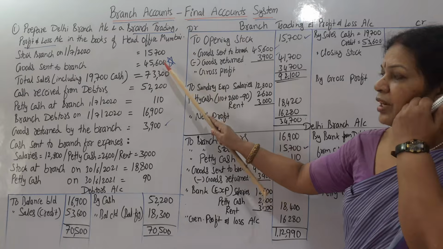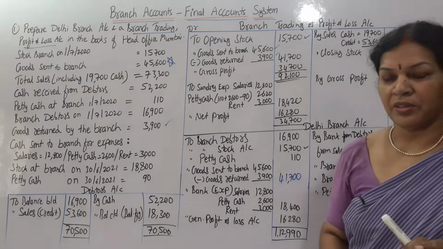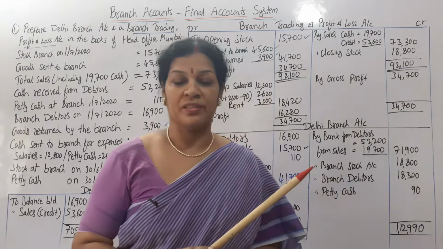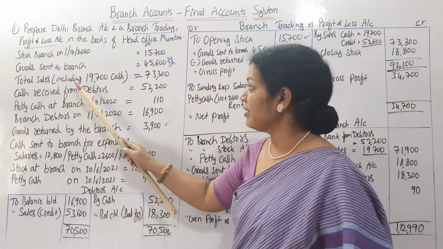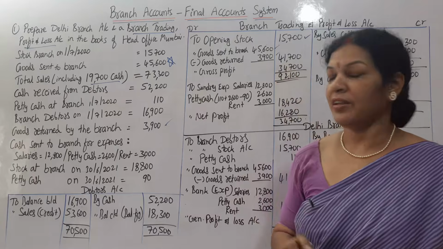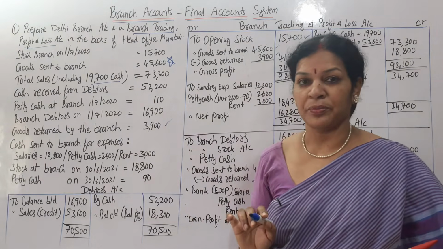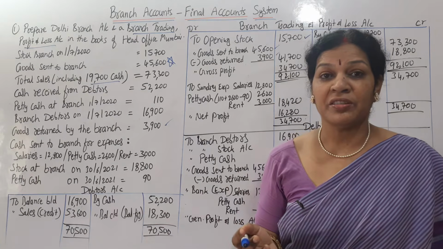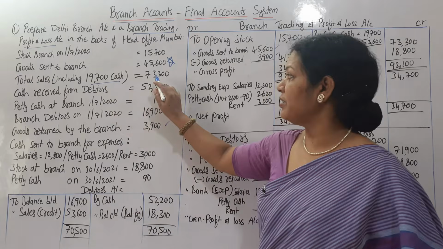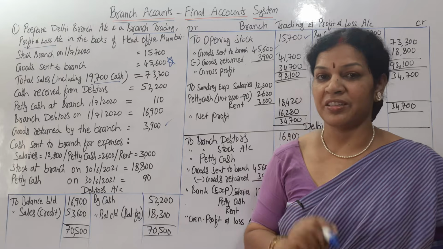So these two transactions are over. Next, total sales. When you find total sales in the trading account, credit side, you will write total sales. What they are saying: total sales including 19,700 cash. Out of 73,300, 19,700 is cash. The rest of the amount is credit sales. So cash sales are 19,700, and credit sales means 73,300 minus 19,700.